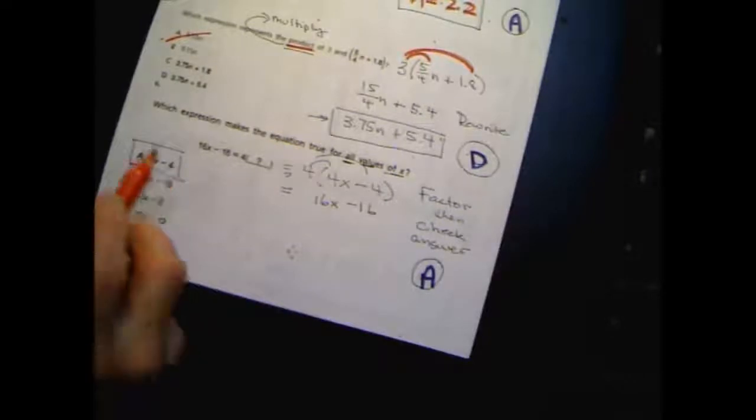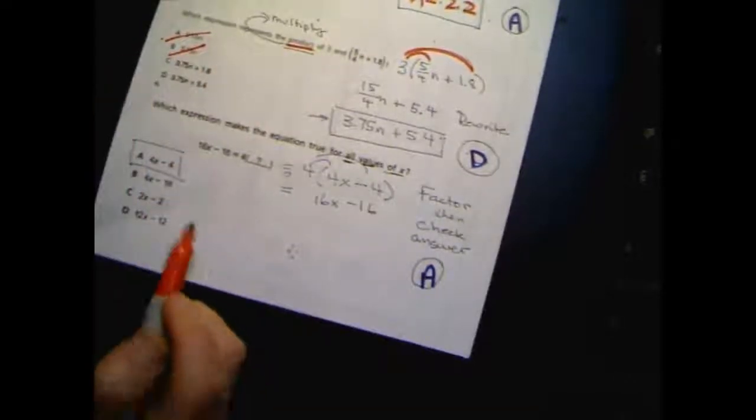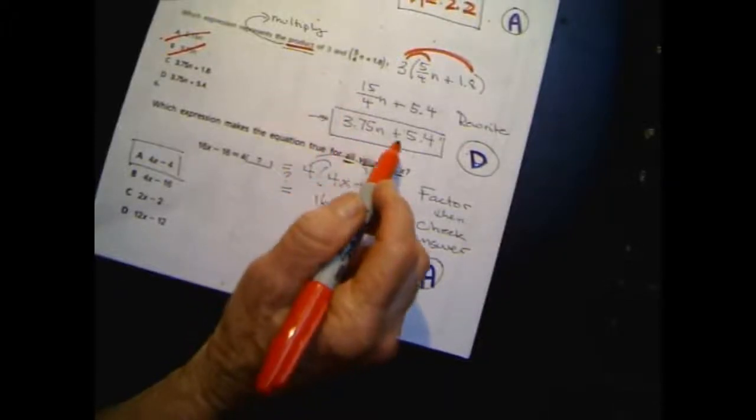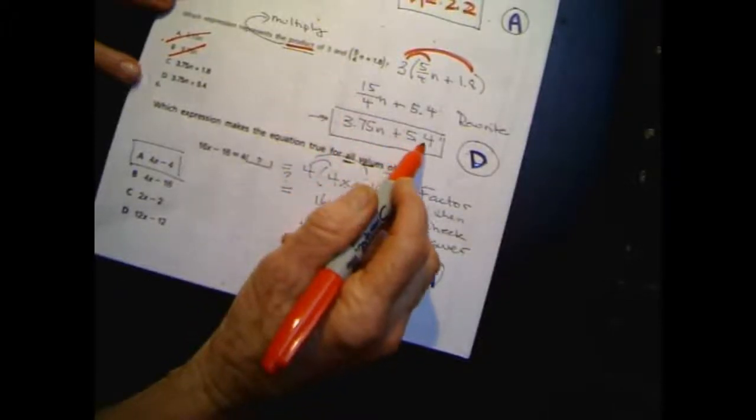I look at my answer choices, and I know it can't be that one because I've got an n and then some other number. It can't be B either. So I know that 15/4 is the same as 3.75 plus 5.4. My correct answer is D.